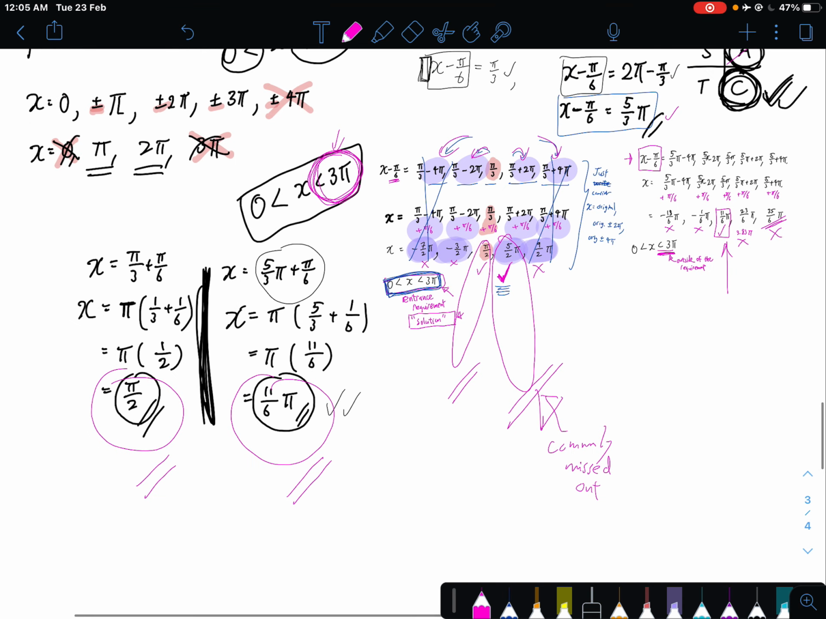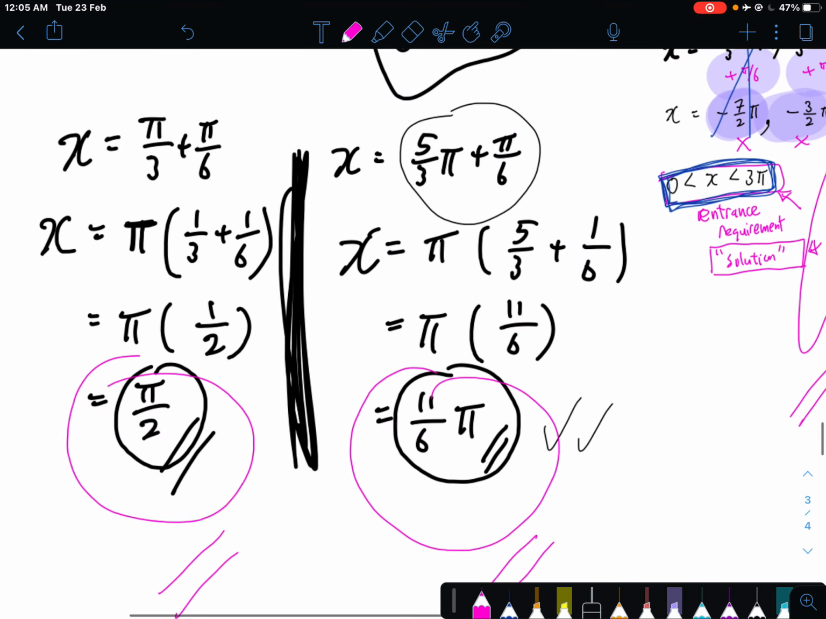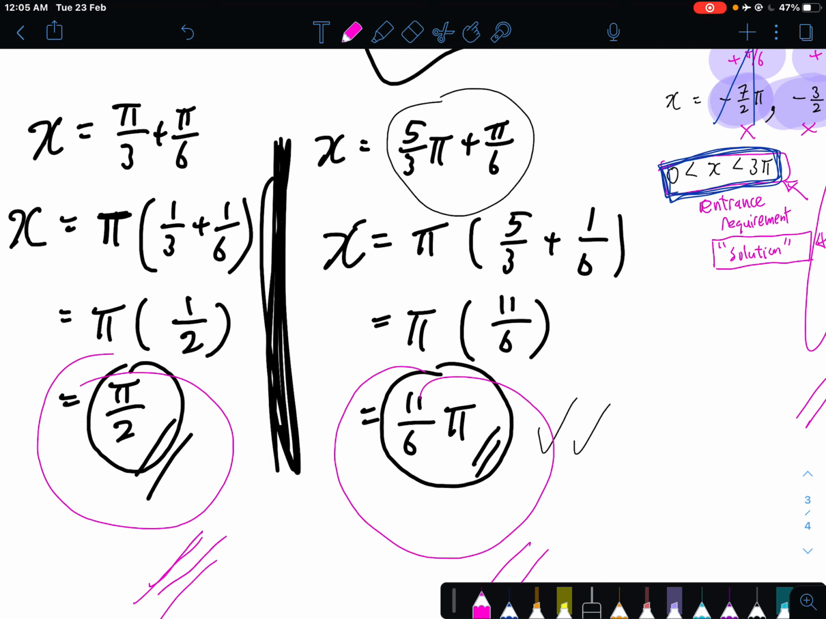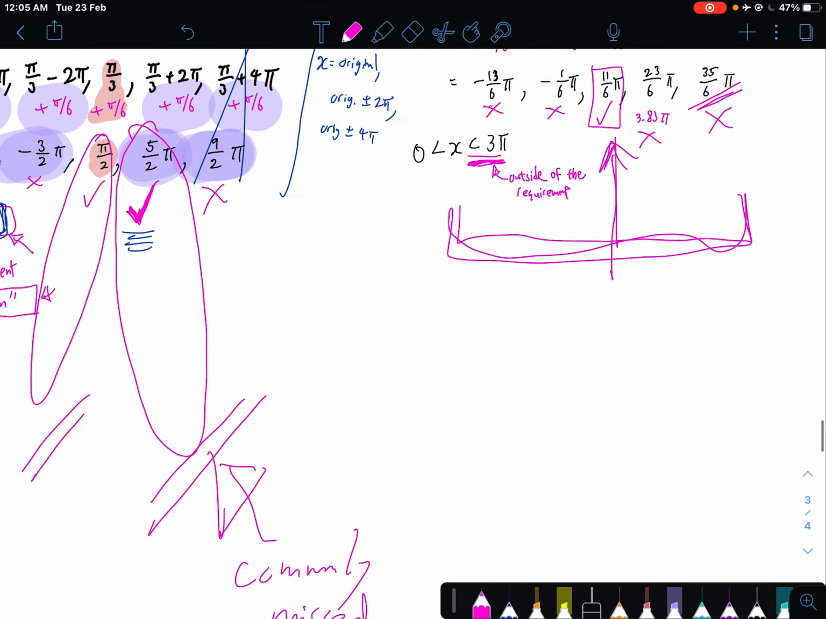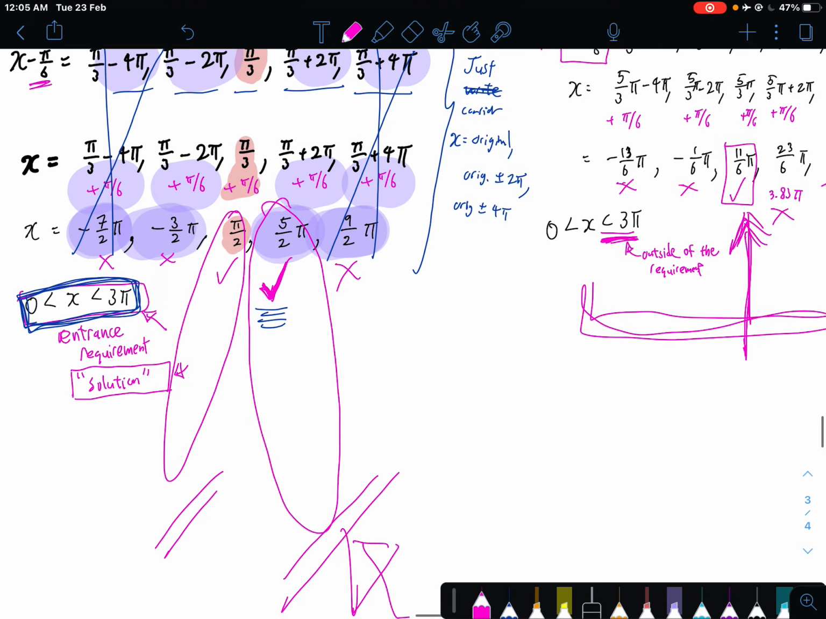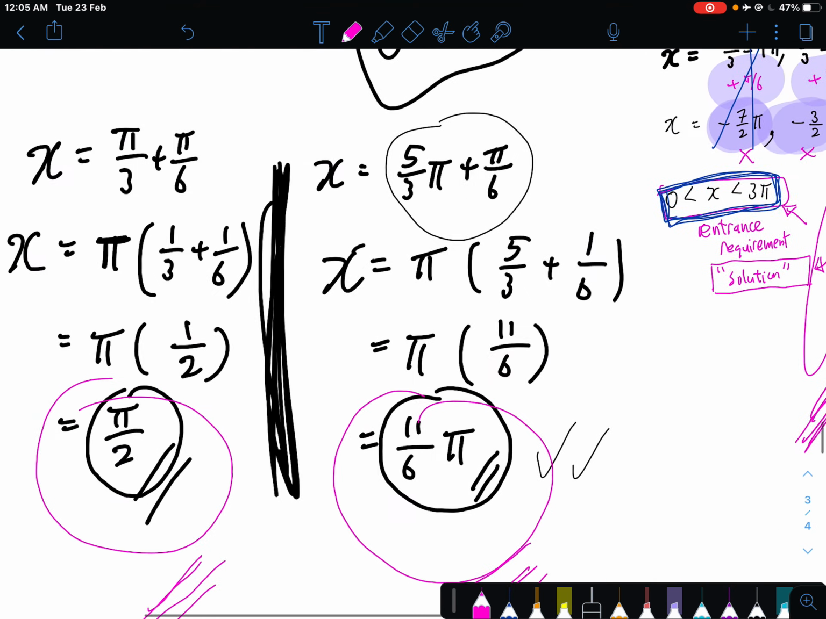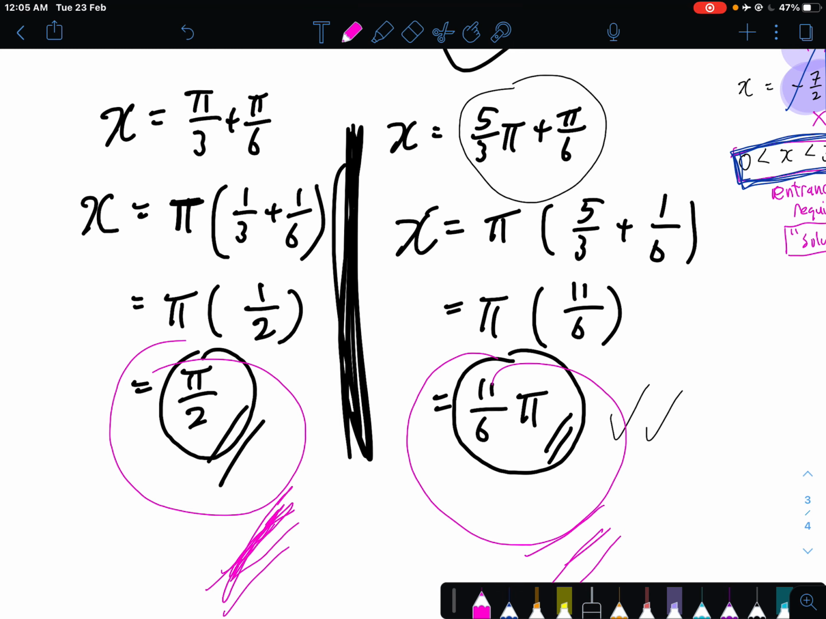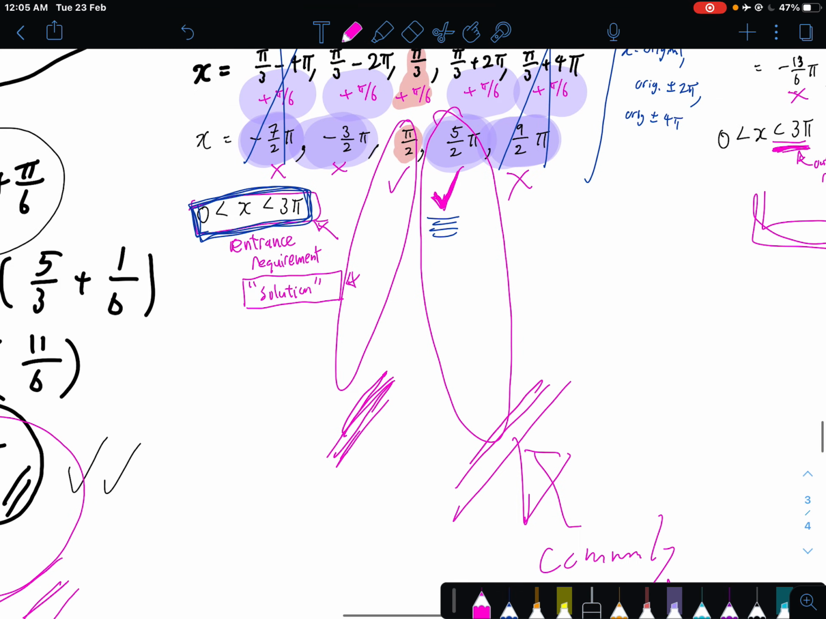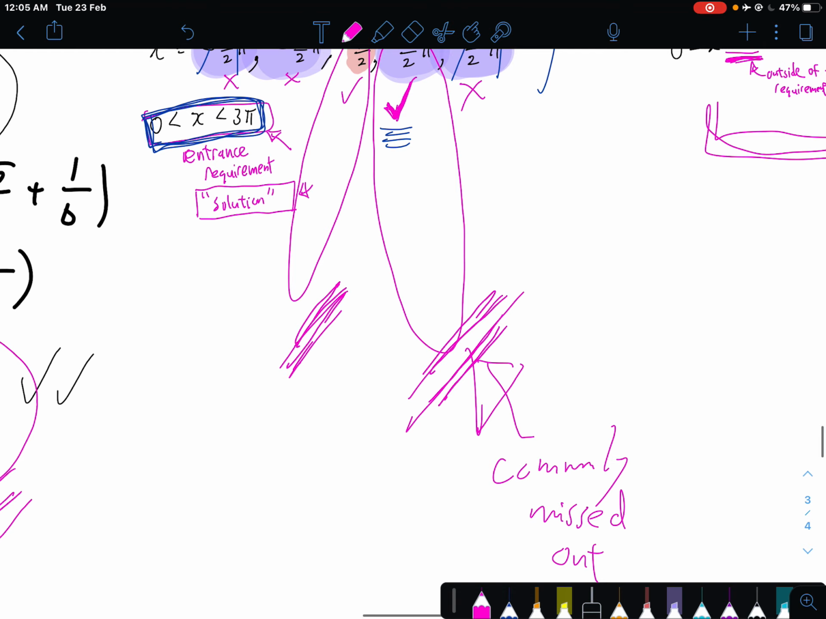Also, we have to look at this part of the solution. All those answers that are crossed out, it's 11 pi by 6. Okay, pi by 2, 11 pi by 6, which is the same as this 11 pi by 6. Then there's a pi by 2 here, which is the same as the pi by 2 just now over here. And our 5 over 2 pi. This is our commonly missed out answer.